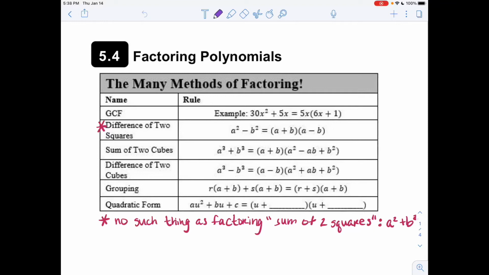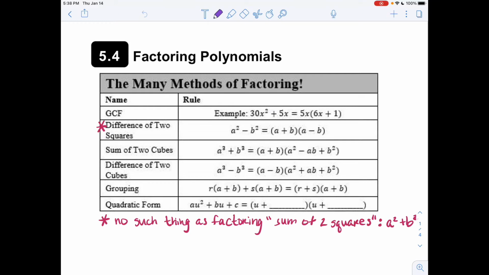Hey everyone, today we're going to be talking about factoring polynomials, and there are a lot of different methods that we can use for factoring. Some of these methods are going to look familiar to you because we used them back last 6 weeks when we did factoring of quadratics, but then some of these are going to be brand new.